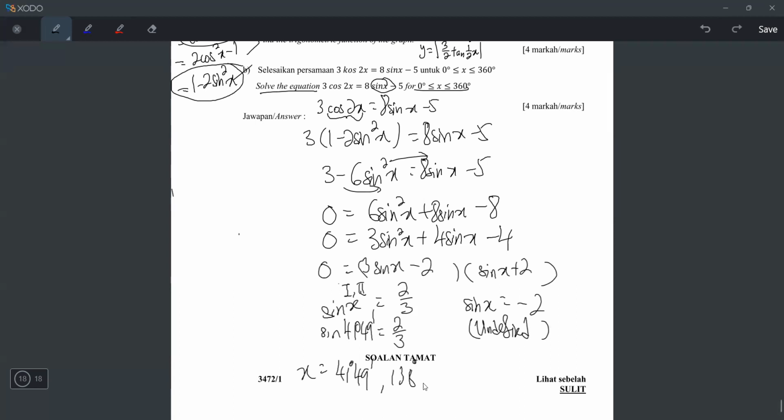138 degree. Okay. Let me just check quickly with the answer scheme. The scheme is in decimal point, but it's the same, right? Let's convert. 138.19. Yeah, it's the same.